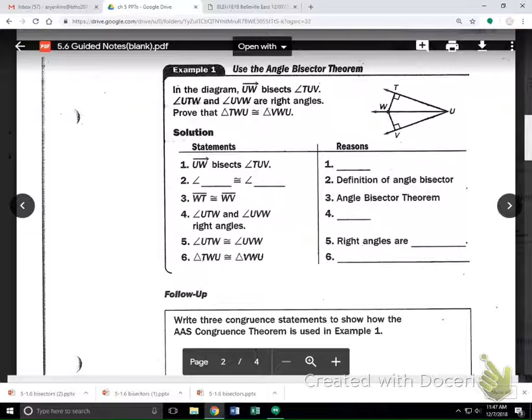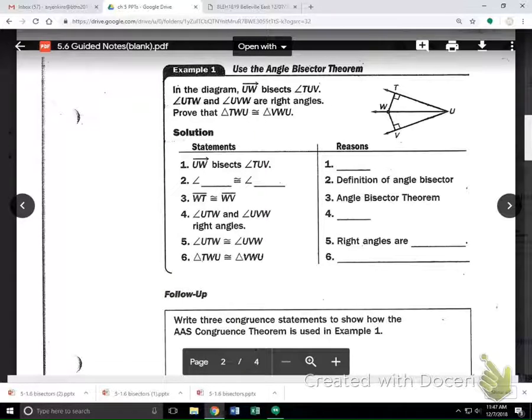Our first example is a proof. This one is a fill-in-the-blank proof. So our first part is in the diagram. Ray UW bisects our angle TUV. And angle UTW and angle UVW are right angles. So you see it already denoted in here. Now we are proving that triangle TWU and triangle VWU are congruent.